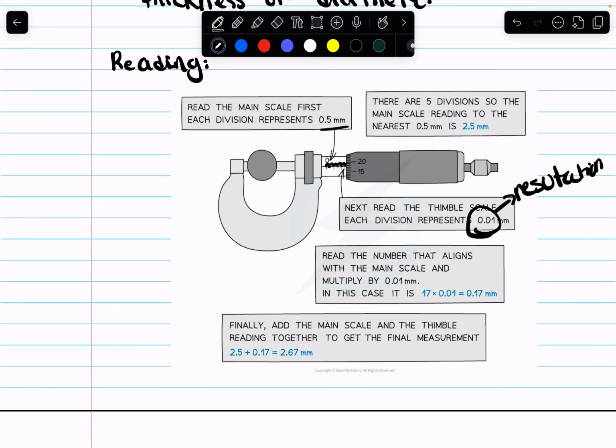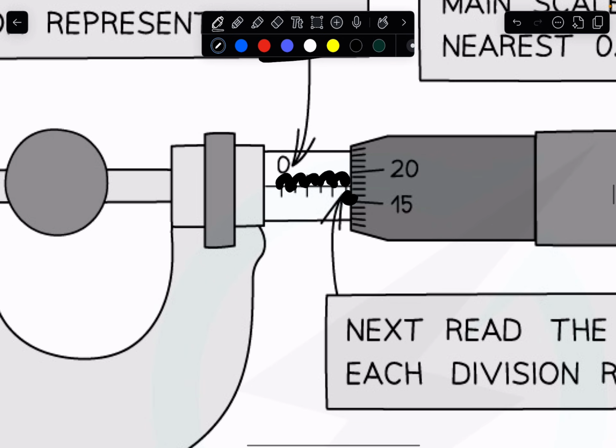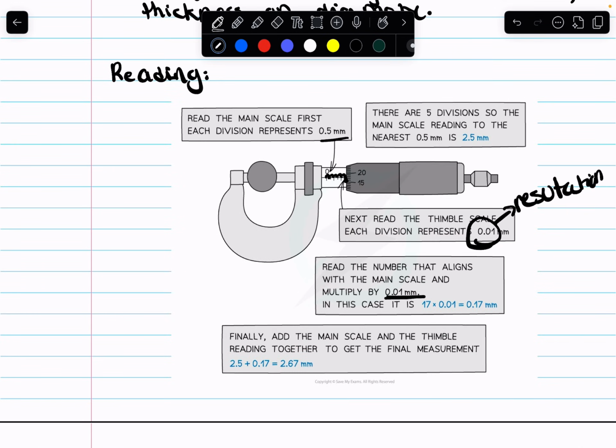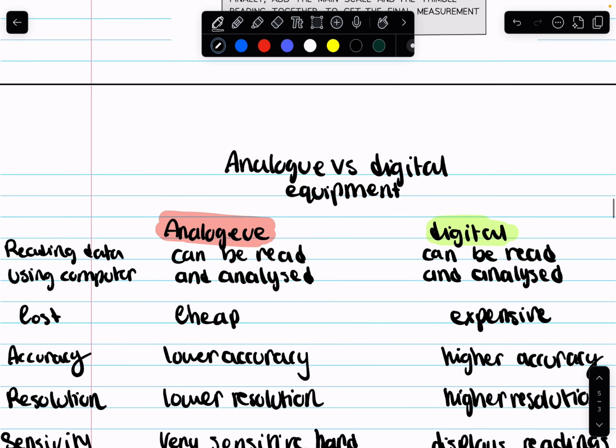Anyways, reading the number that aligns with the main scale and multiplying this by 0.01, so 17 in this case, because it's 15 and then 2 higher. 17 times this gives you 0.1 millimeters, and then you add to get 2.67.